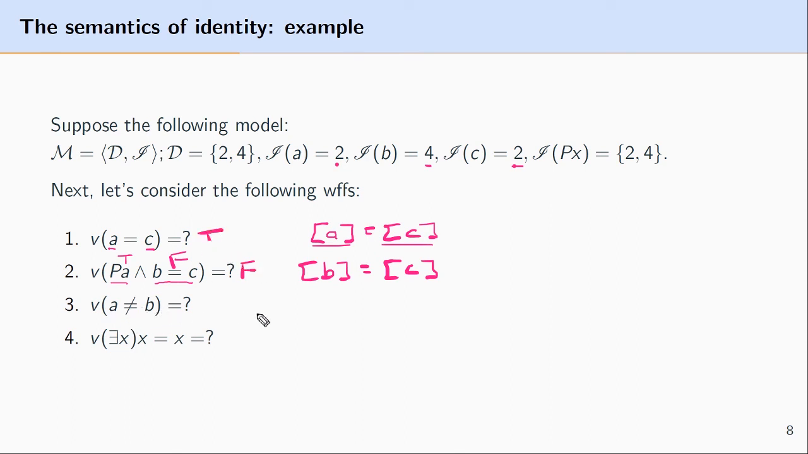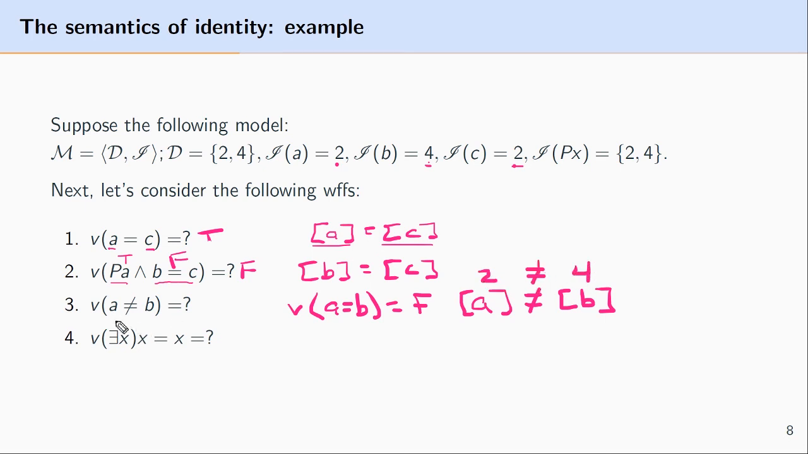What about A does not equal B? Well, in order for this to be the case, we need the value of A equals B to be false. And so it must be the case that the denotation of A does not equal the denotation of B. So let's check that. A picks out the item 2 from the domain, and B picks out the item 4 from the domain. Since we have a 2 and a 4, and these two do not equal each other, it is true to say that A does not equal B. So we'll say that this is true. That is, since the valuation of A equals B is false, the valuation of A does not equal B is true.